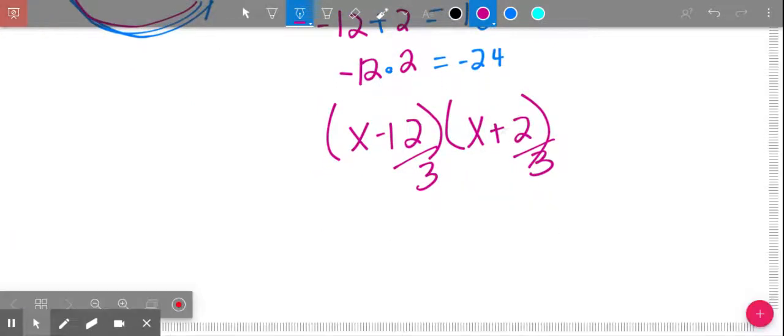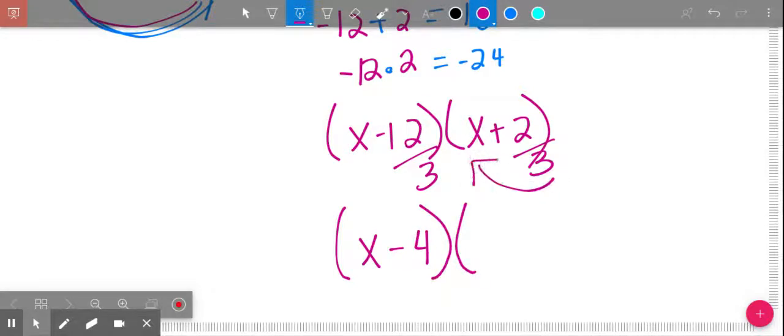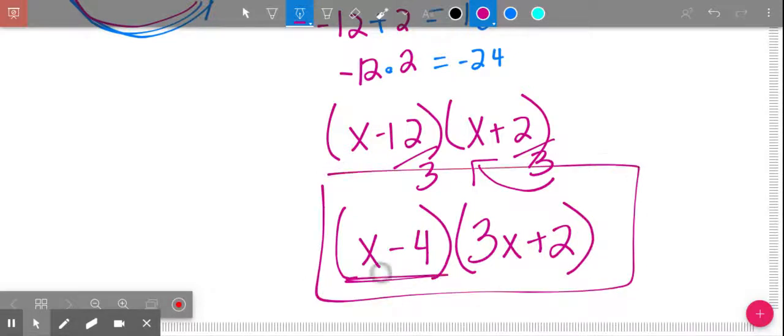So then we have to reduce our fractions. So we'll have x. Negative 12 divided by 3 gives me negative 4. 2 over 3 doesn't reduce, so we swing the bottom up. So it's going to be 3x plus 2. And those are my factors. I got a factor of x minus 4 and a factor of 3x plus 2.